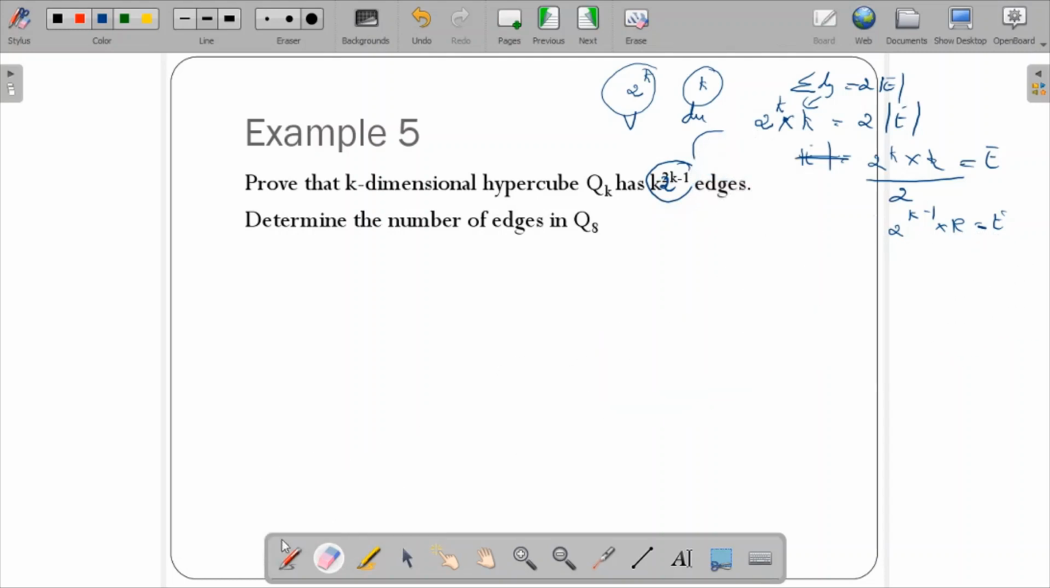So I got whatever is required, k into 2 to the power k minus 1, which gives that particular edge count. After that, they have asked to determine the number of edges in Q8. So let's solve this. First let us write the statement for the hypercube. There is a correction, just remember that in a hypercube the number of edges is k into 2 to the power k minus 1.